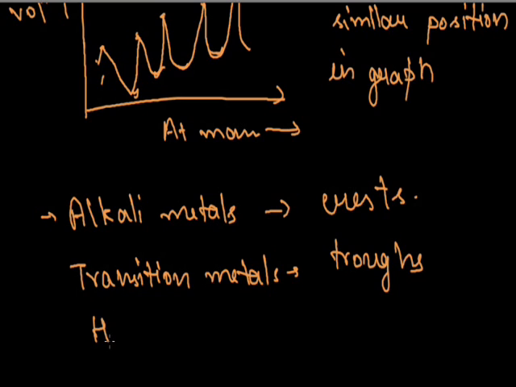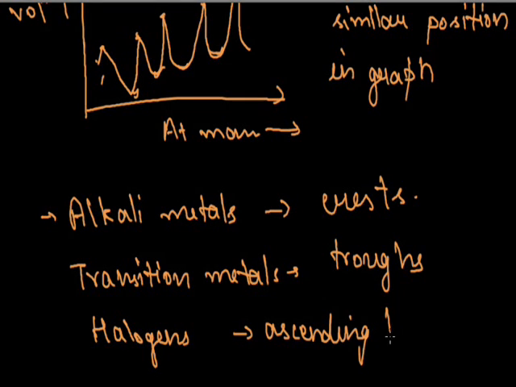The halogens occupied the ascending position. Ascending position means around here. H, F, Cl, all occupied the position here.